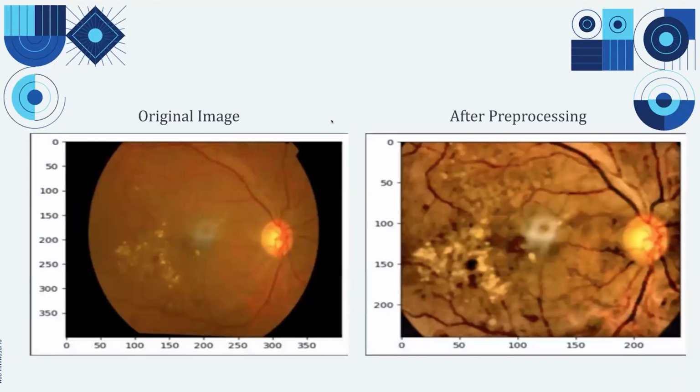So this is an example of the original image which was obtained from the Aptos 2019 dataset, and the image which we have obtained after pre-processing. We can see explicitly the differences between the two.